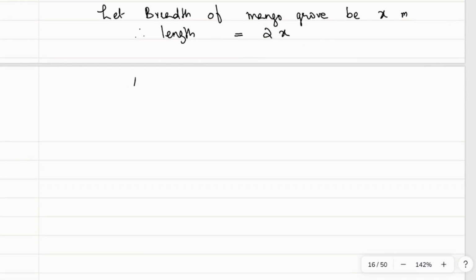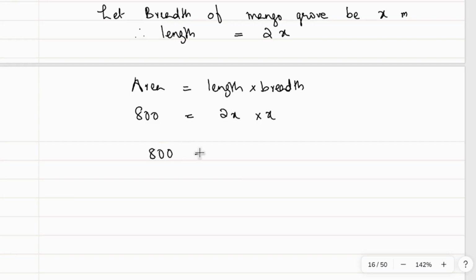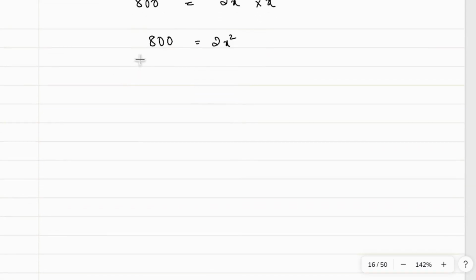Therefore, what is the area of a rectangle? Area of a rectangle equals length into breadth, right? So here I can now apply the values in this equation. Thus, I can write area equal to 800, which is equal to length 2x into x, that is 800 equal to 2x square. Then on rearranging, I can write this equation as 2x square minus 800 equal to 0.